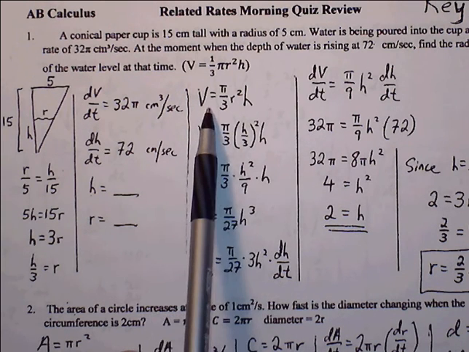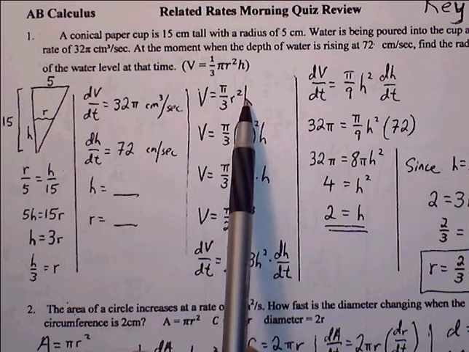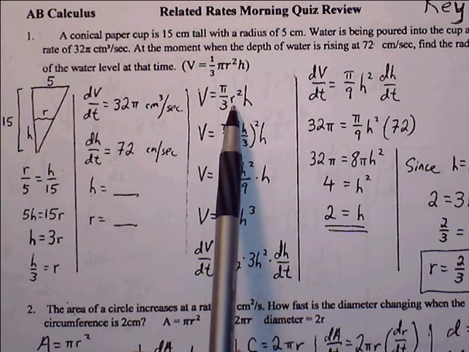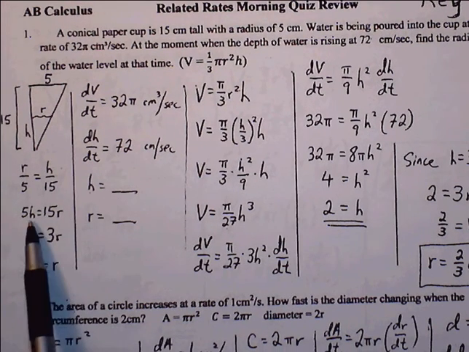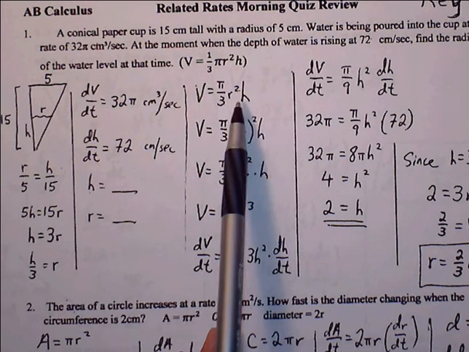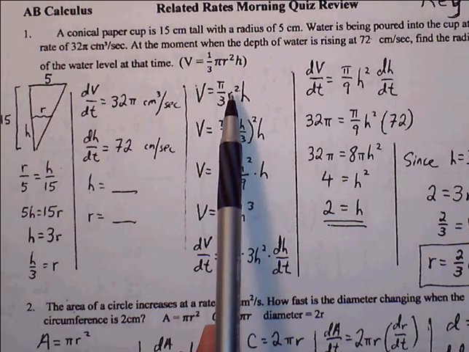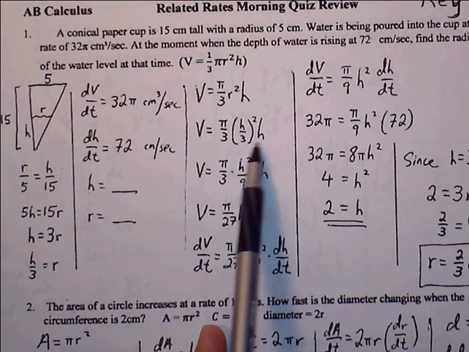So we have volume is equal to π over 3 r squared h. We want to get everything in terms of h, so that means we want the radius to disappear. We want to solve for r. We want to replace r. So we have h equals 3r, or r is equal to h over 3. We're going to take the h over 3 because we want to replace r. So r gets replaced in terms of h. So r squared becomes (h over 3) squared times h.